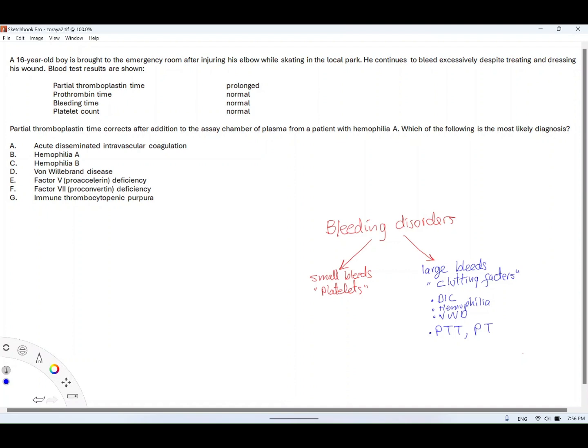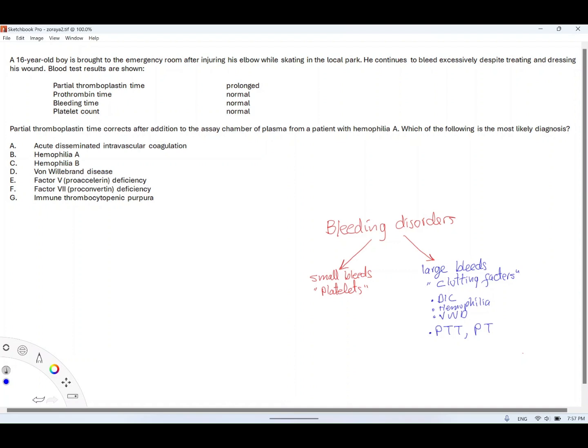Okay, so that's why we have PT and PTT. Just remember that PTT represents the intrinsic pathway, defects in clotting factors 9, 8, and so forth, whereas PT represents the extrinsic pathway, defects in clotting factor 7 or 3. So if a person has large bleeding, you should be thinking of clotting factor deficiencies.